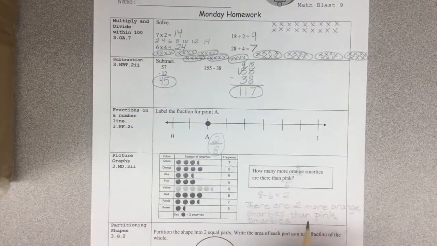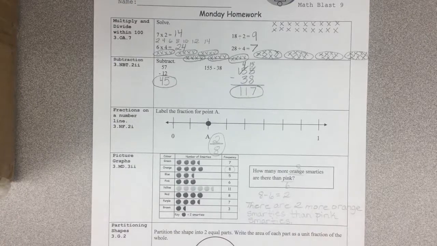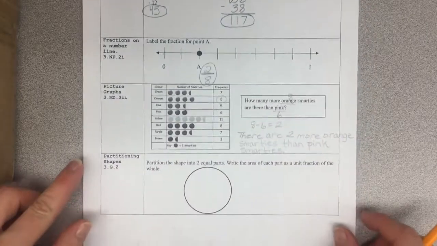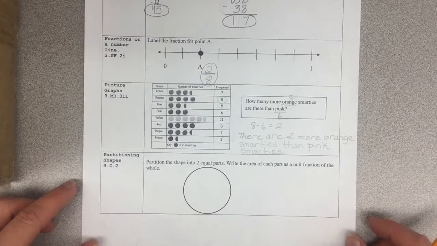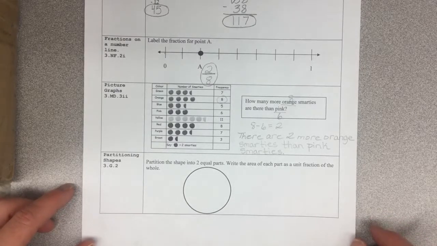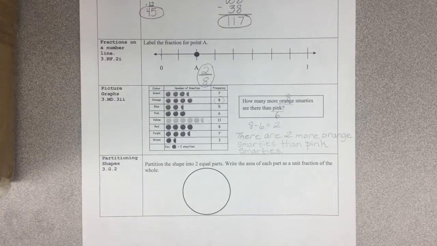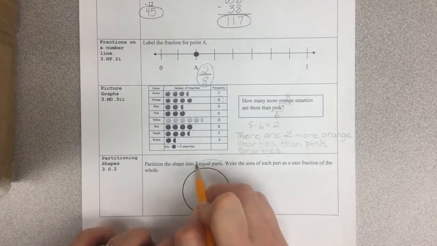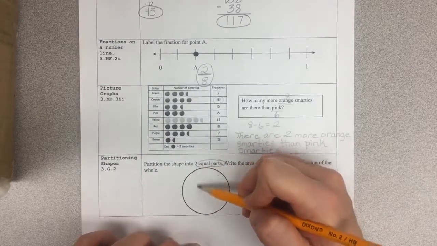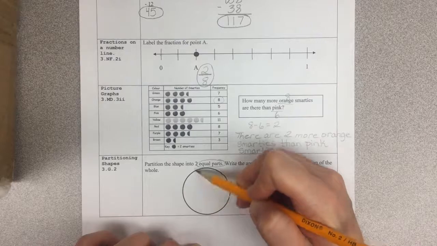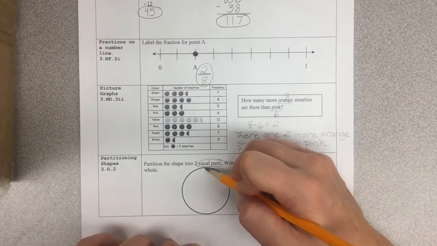Partitioning shapes. Partition the shape into 2 equal parts. Write the area of each part as a unit fraction of the whole. Partition means to break this shape, this circle, into 2 parts. Now, the key here is it says 2 equal parts. So this would not work. I don't want to put a line here. I want to put it right down the middle here.